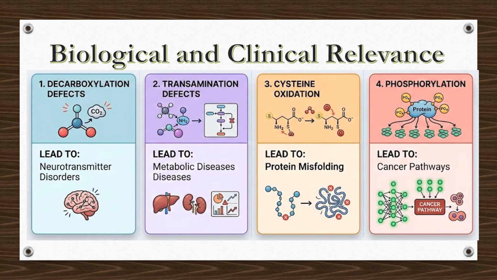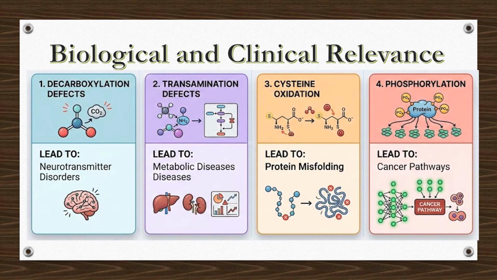The reactions of amino acids are the molecular foundations of life. When these reactions go wrong, the consequences can be serious, even life-threatening. Let's look at four examples that show how amino acid chemistry connects directly to biology and medicine. Decarboxylation. Decarboxylation reactions produce key neurotransmitters such as dopamine, serotonin, and GABA.